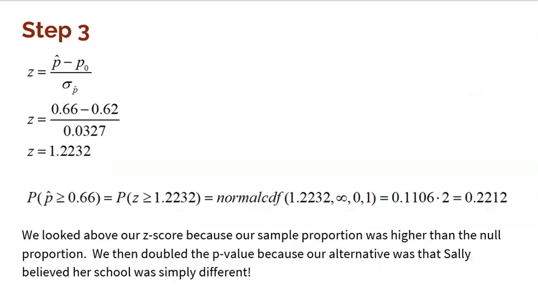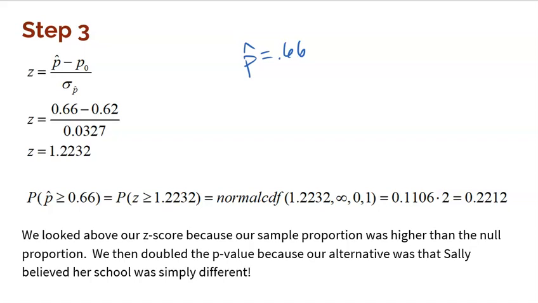All right, her sample came back at 66%. Now we got to find the z-score for 66%, which we got 1.2232, just a little bit higher. The p-value is the probability of a sample being more extreme, in this case, higher than 66%. Find the z-score higher than 1.2232. Use normalcdf to get that.